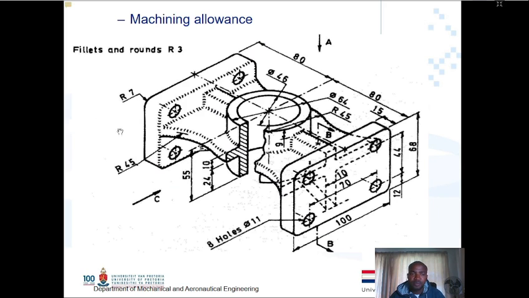This is just fillets and rounds. Have fillets and rounds other than corners. In this module, I think you are going to be introduced to fillets of radius 3.